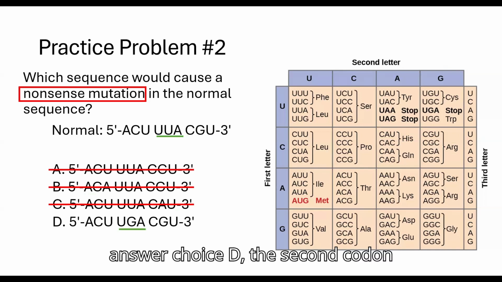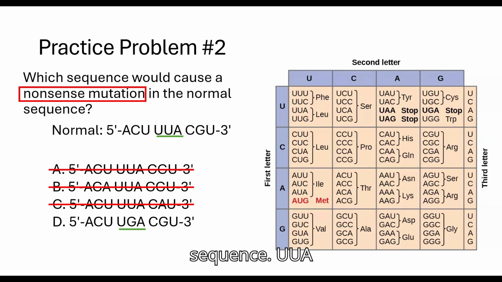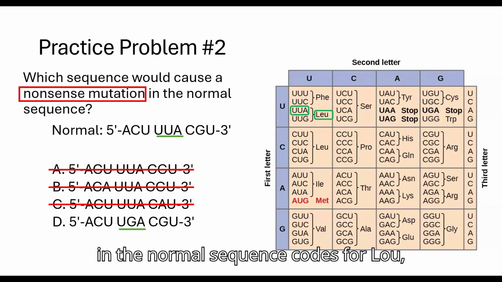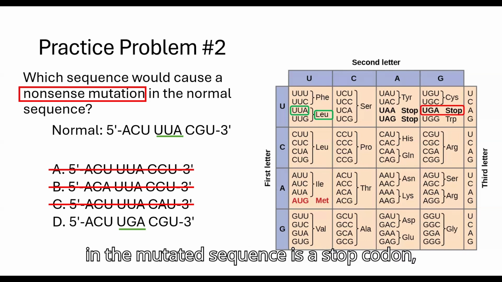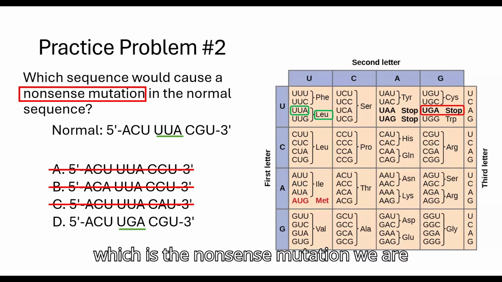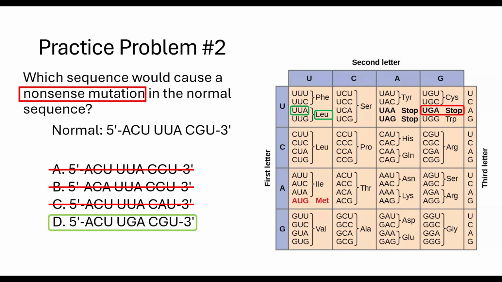In answer choice D, the second codon contains a change compared to the normal sequence. UUA in the normal sequence codes for Leu, which is leucine, and UGA in the mutated sequence is a stop codon, which is the nonsense mutation we are looking for. So D is our correct answer.